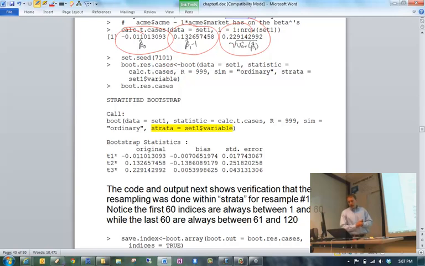So then I do the bootstrap. I chose 999 resamples to be consistent with the book. I really prefer to use a large number of resamples, but that's just what they did. The key thing to realize here is that I use the strata argument, so I can do my stratified resampling. And here's my output.